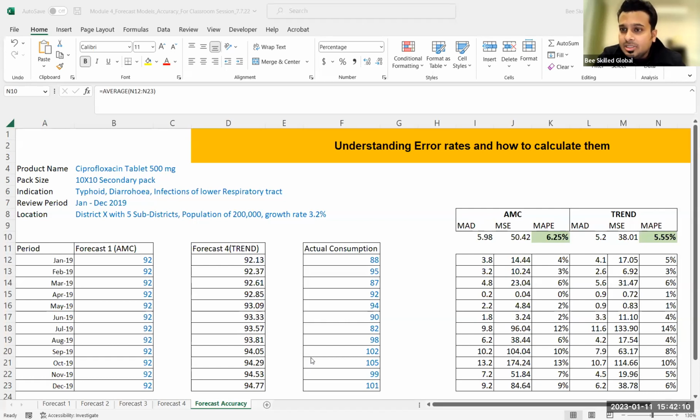But to start with, Excel is a very good tool to prepare your forecasts. Like I said before, we are working on a forecast and supply planning course as well.